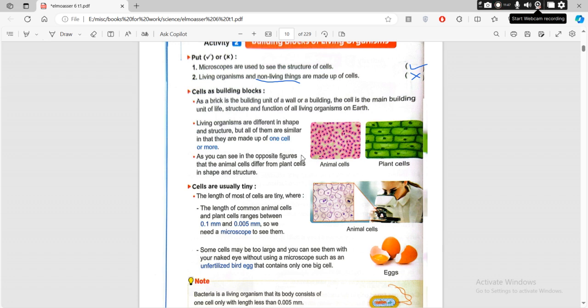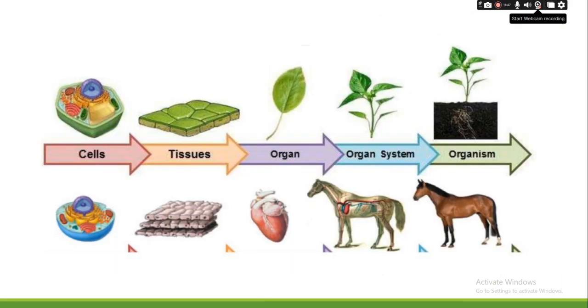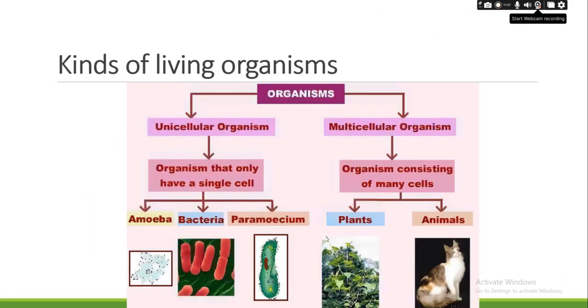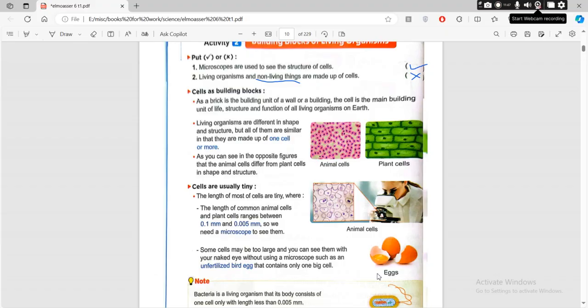And living organisms, we can divide them into two types. Living organisms that have only one cell, like amoeba, bacteria, paramecium, and so on. All of these only have one cell, and we call them unicellular organisms. Or they are multicellular organisms, which are the organisms that have more than one cell, such as plants or animals. Good.